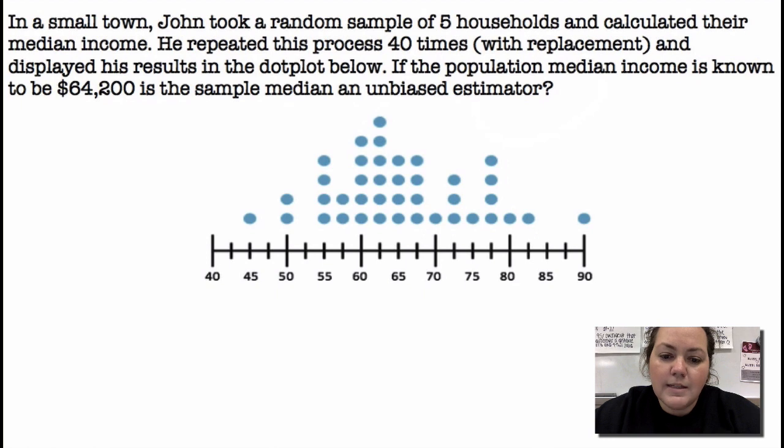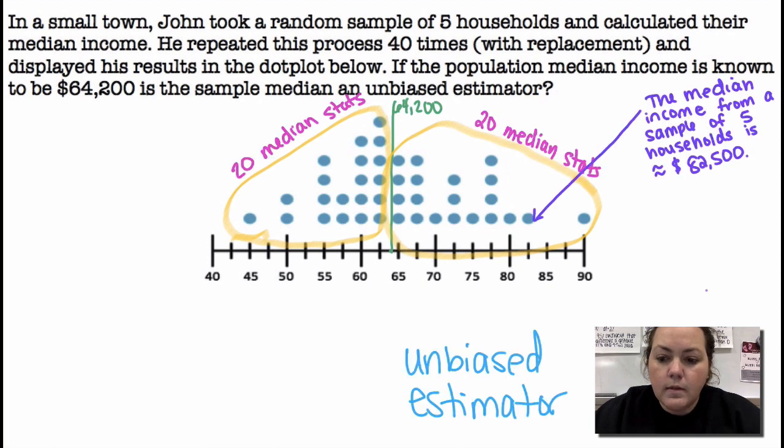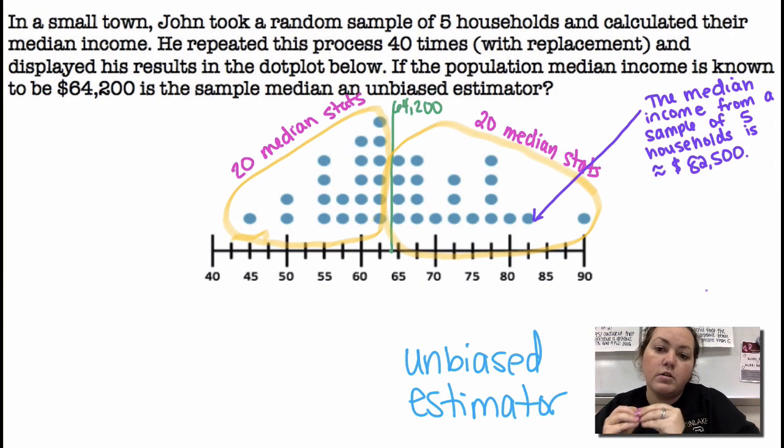Okay, so we have this sampling distribution because each dot here represents the median income from a sample of 5 households. So we took 5 households, we found the median income, and we plotted that median on the dot plot. Then I took another sample of 5 households, calculated the median, and put that median as a dot on my dot plot. And then they told me that the true value, the population parameter, was 64,200.